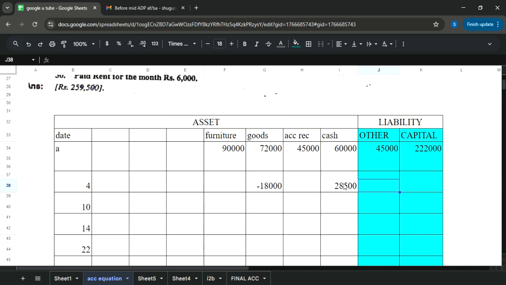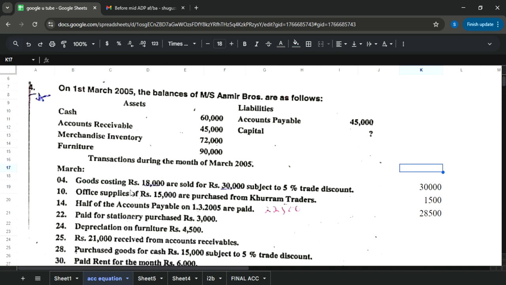Now please note it down. If commodities worth rupees 18,000 are going out and you are getting 28,500, it means it's a happy transaction. You have earned a profit. How much profit have you earned? The amount you have received is 28,500, while the cost was just 18,000. The remaining amount would be considered your income. Income is part of your capital. That is why you have mentioned it over here with a plus sign. The fourth entry is completed.